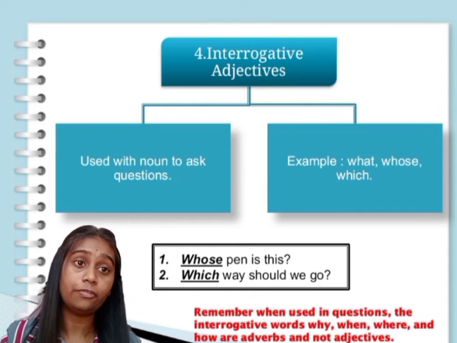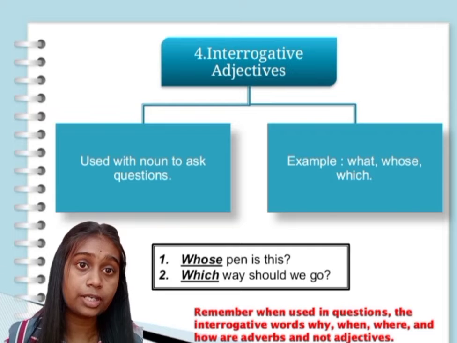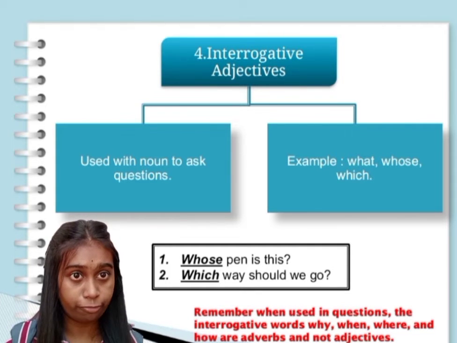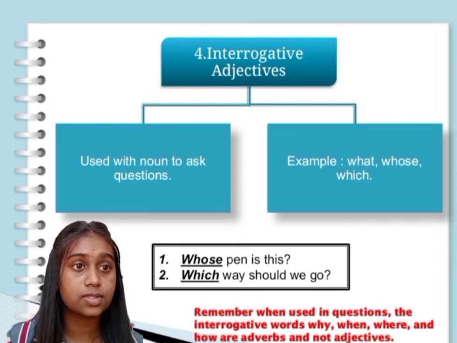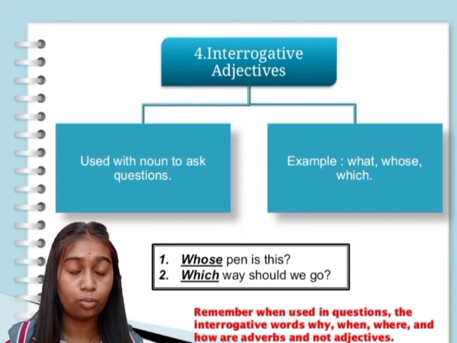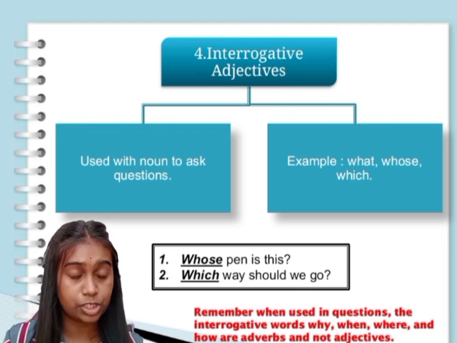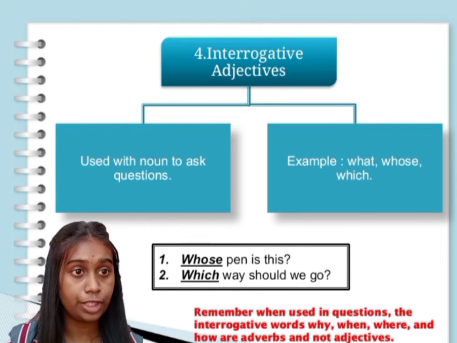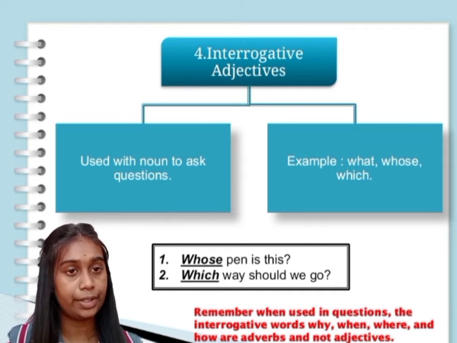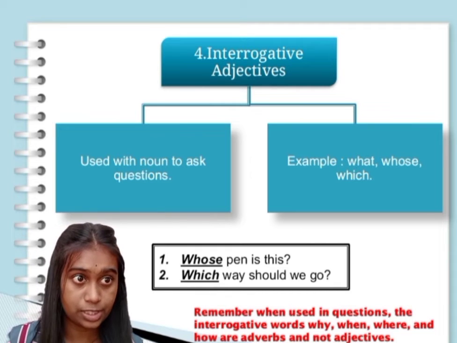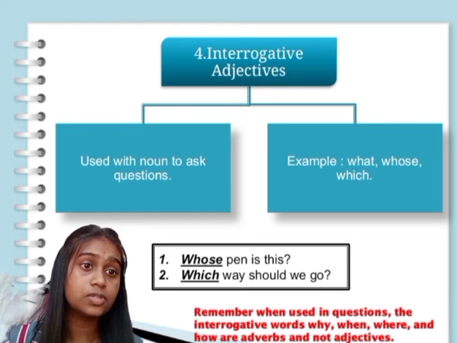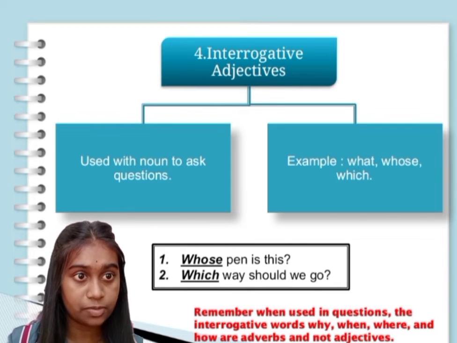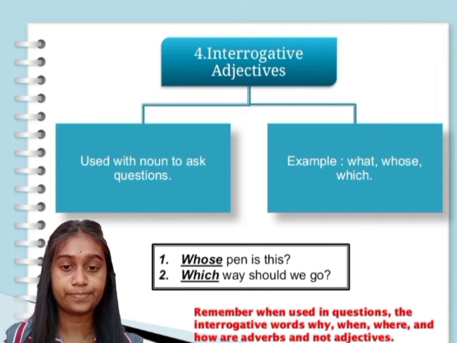The fourth type of adjective is the interrogative adjective. It is defined as a word that modifies a noun and asks questions. These are what, whose, and which. For instance: Whose pen is this? Which way should we go? Remember, when using questions, the interrogative words why, when, where, and how are adverbs and not adjectives.